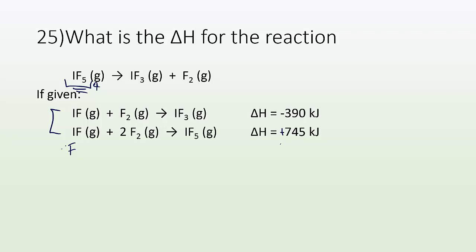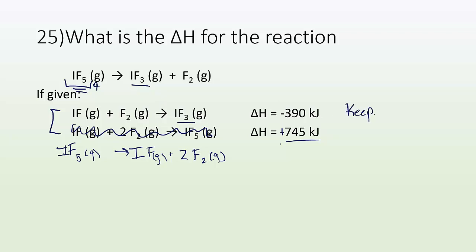So what this reaction is going to be is IF5 gas becoming IF3 gas and 2F2, which is also a gas. So now this equation is no more. I flipped it around. This is the new delta H. And now let's see. IF3 I need as a product. Hey, it's a product in this equation, and it's the only place IF3 shows up. So that tells me I'm going to want to keep this one and not do anything to it.